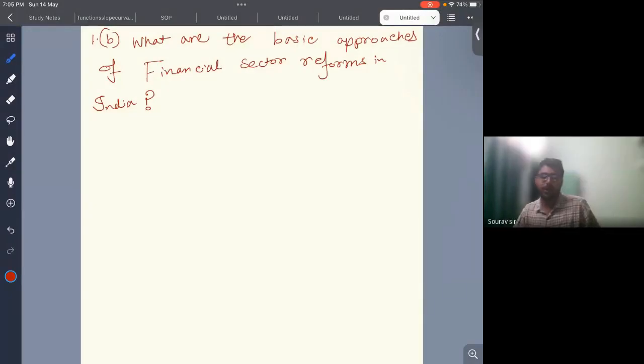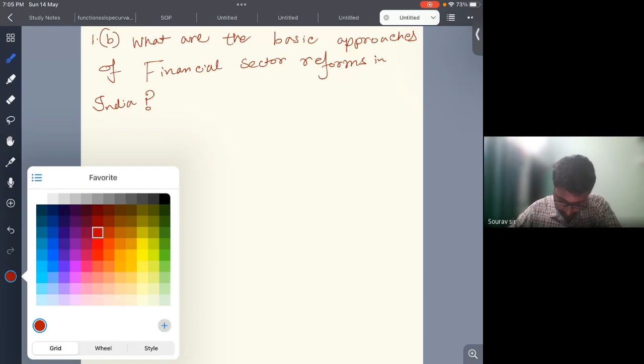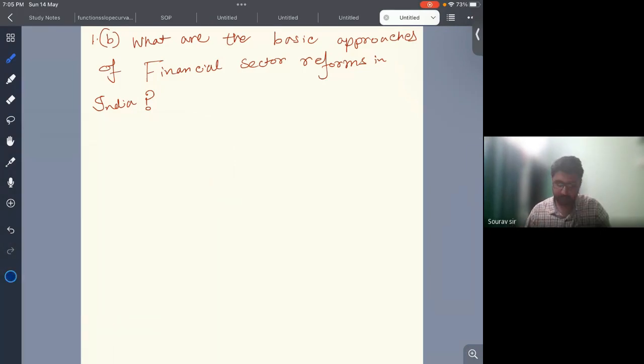So now we will try to solve the second question that is mentioned here: what are the basic approaches of financial sector reforms in India? This is our question. Okay, so let's write the solution. The financial sector reforms in India can be broadly classified into two approaches.